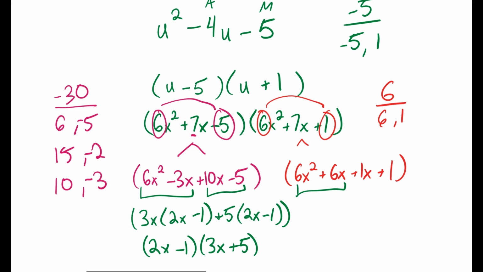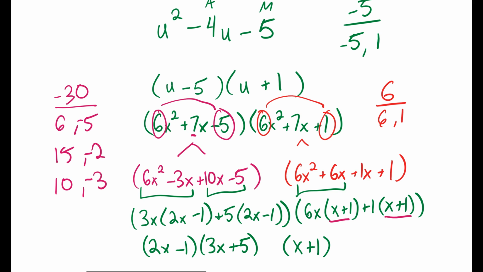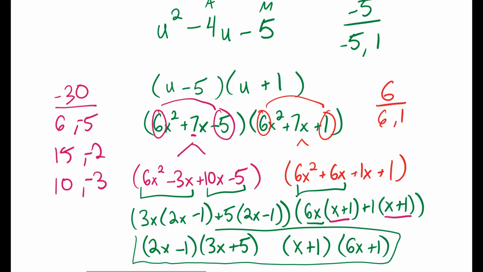So now that I've used that AC method, it just becomes a factor by grouping problem. I'm going to look at 6x squared and 6x, and notice that I can pull out a GCF of 6x from there to be left with x plus 1. And from 1x and 1, I can only factor out a 1, so I'm going to do that so that I'm left with x plus 1. Again, notice that it's the same thing in the parentheses. Every time you do factor by grouping, it should be the same thing. So you're just left with x plus 1 times your leftovers of 6x plus 1. So your final answer here is (2x minus 1)(3x plus 5)(x plus 1)(6x plus 1).